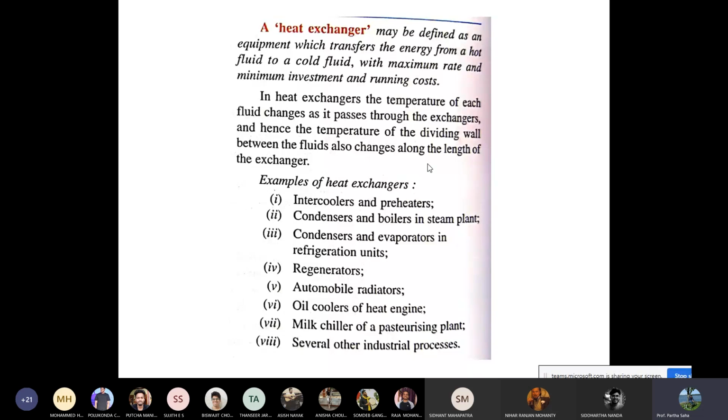There are different types of heat exchanger, as you can see, starting from regenerators, recuperators, oil condensers, IC engines, the chillers, the refrigerators. So there are many heat exchanger applications. It finds application throughout the industry, the construction industry and all kinds of industry. There is a heat exchanger application.